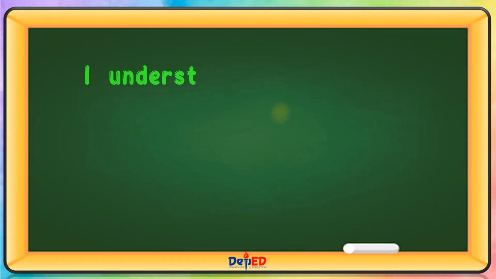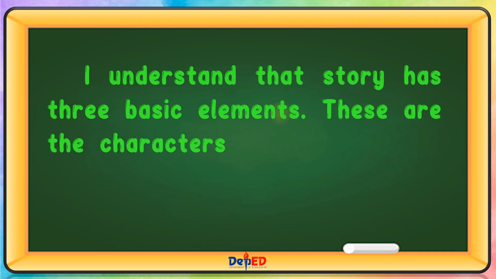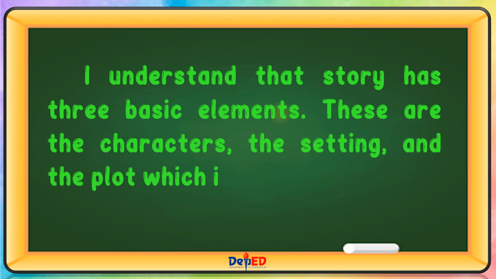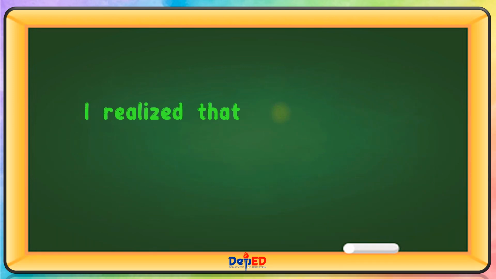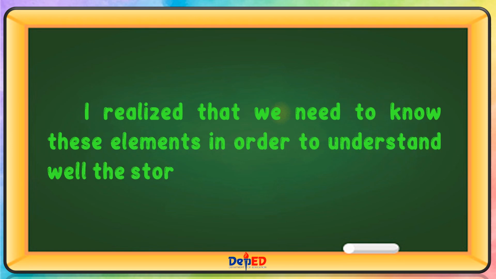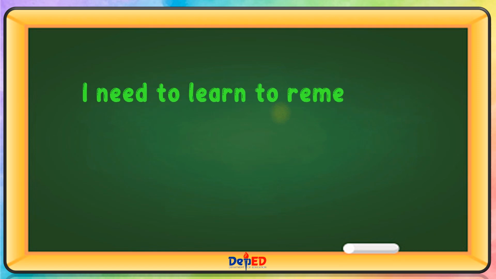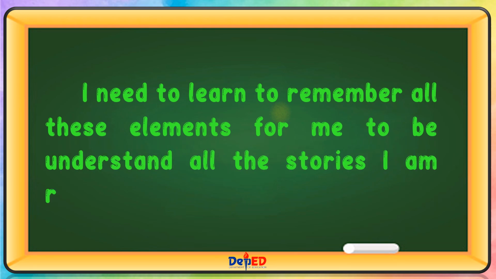I understand that the story has three basic elements. These are the characters, the setting, and the plot, which includes the conflict and the resolution. I realize that we need to know these elements in order to understand well the story. I need to learn to remember all these elements for me to understand all the stories I am reading.